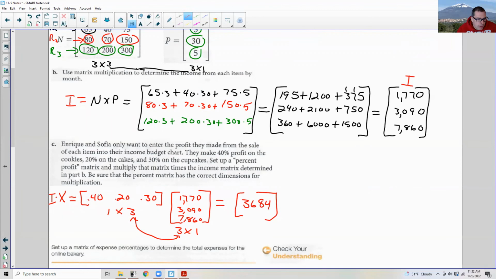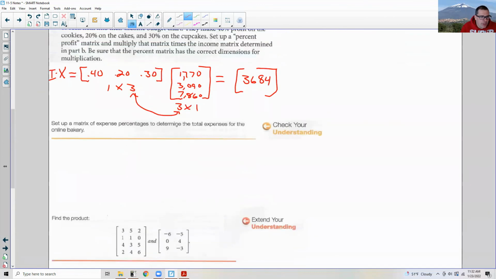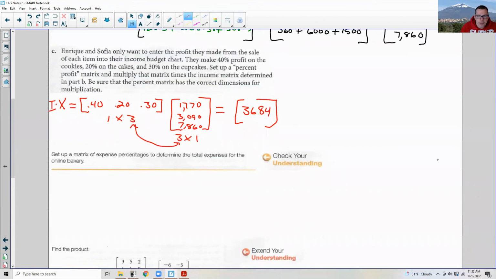And we profited $3,684. What we did was take 0.4 times this plus 0.2 times this plus 0.3 times that. I didn't show my work in this one, I just showed it in the calculator, but it's the same process as up here. All right, so now it says to set up a matrix of expense percentages to determine the total expenses for the online bakery.